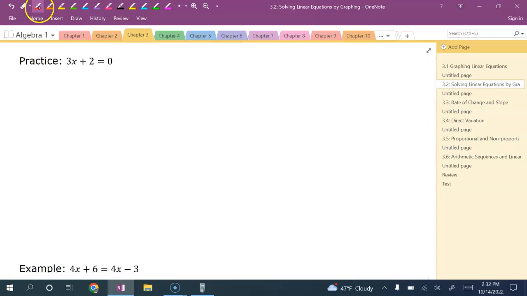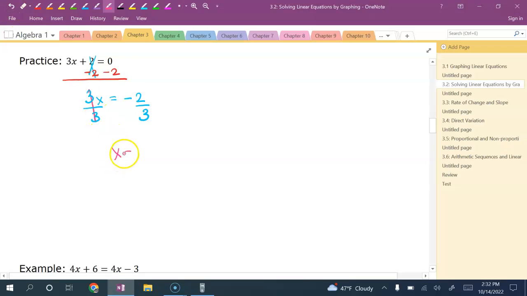So for this one, I would have started by subtracting 2. So you have 3x equals -2, then divide by 3. And so you have x equals -2/3, which again, as a coordinate, would be -2/3, comma, 0.